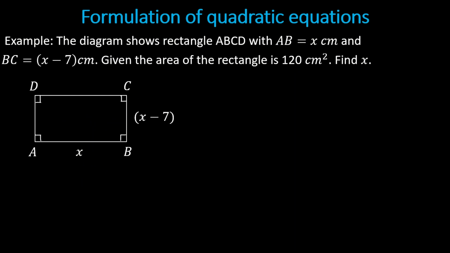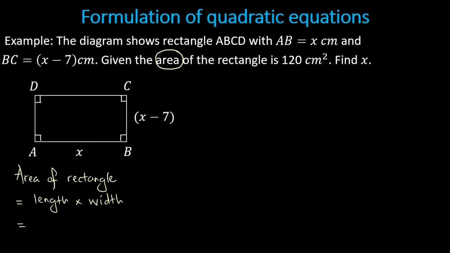So how do we start this type of question? Right? You have to observe the question very carefully. The question tells you about the area of the rectangle. So this is where we are going to start. We are going to start with the area of the rectangle. Right? And you already know how to find the area of a rectangle. Area of rectangle is simply the length times the width.